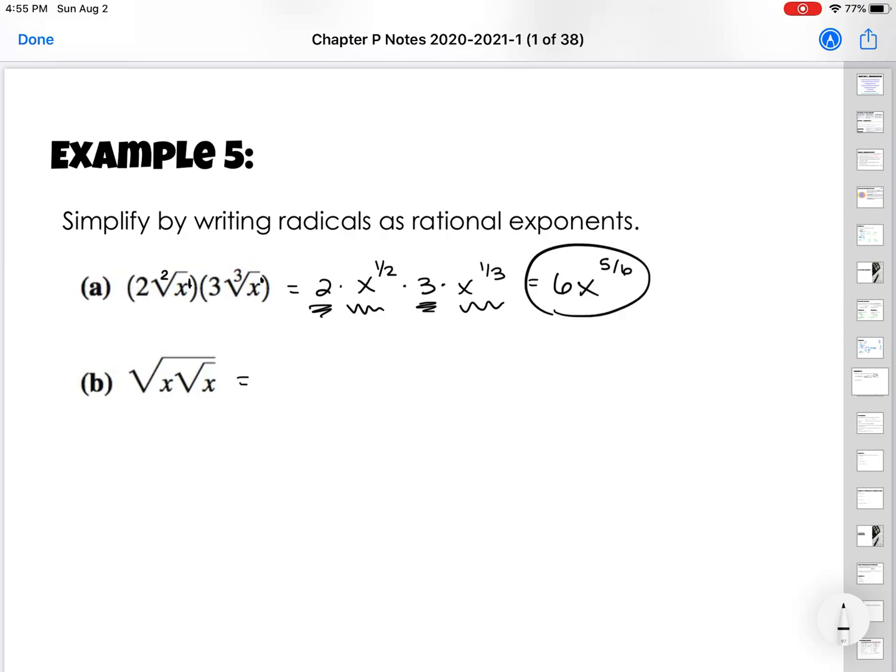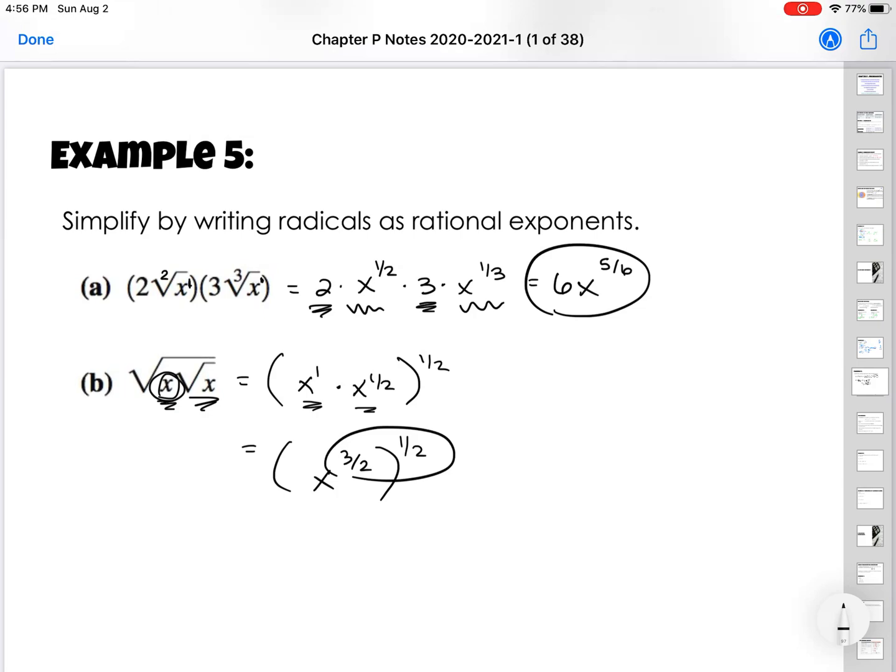Okay. The next one, a little bit crazier. This big square root means the 1/2 power. This guy is just an x. And this guy is another x to the 1/2. Okay, let's clean up on the inside. This guy really had a 1 as the exponent, so I can add these two together. That's x to the 3/2. And then I'll multiply together, and that'll give me x to the 3/4.